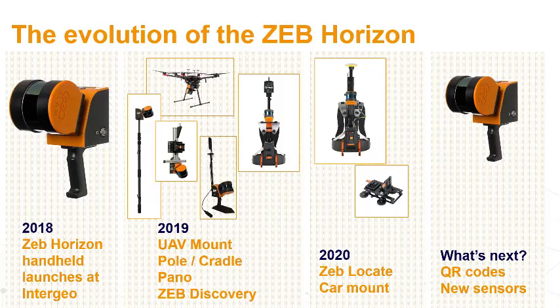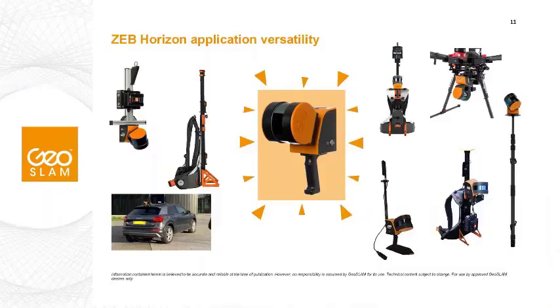We see a lot of potential sensors we can add to ZEP Horizon. Many of them we tested. Our development is working on many different sensors like QR codes, temperature sensors, Wi-Fi, Bluetooth sensors. So everything that can be added to the information coming from the laser scanner. So it's really a very exciting development we can move toward for our next generation of products.